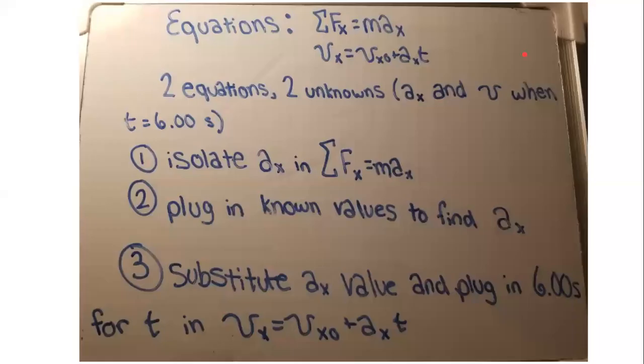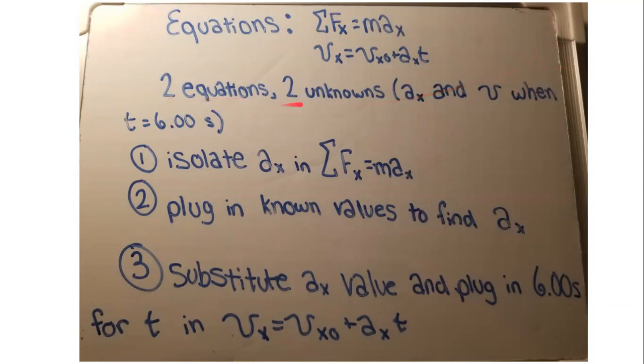Hi, so this is how we are going to solve problem 17 on page 115. So we figured out our two equations: Newton's second law, specifically in the x direction, because the block is only going left and right. We don't need to worry about up and down or vectors or anything. Our second equation is going to be velocity equals initial velocity plus acceleration times time, also in the x direction.